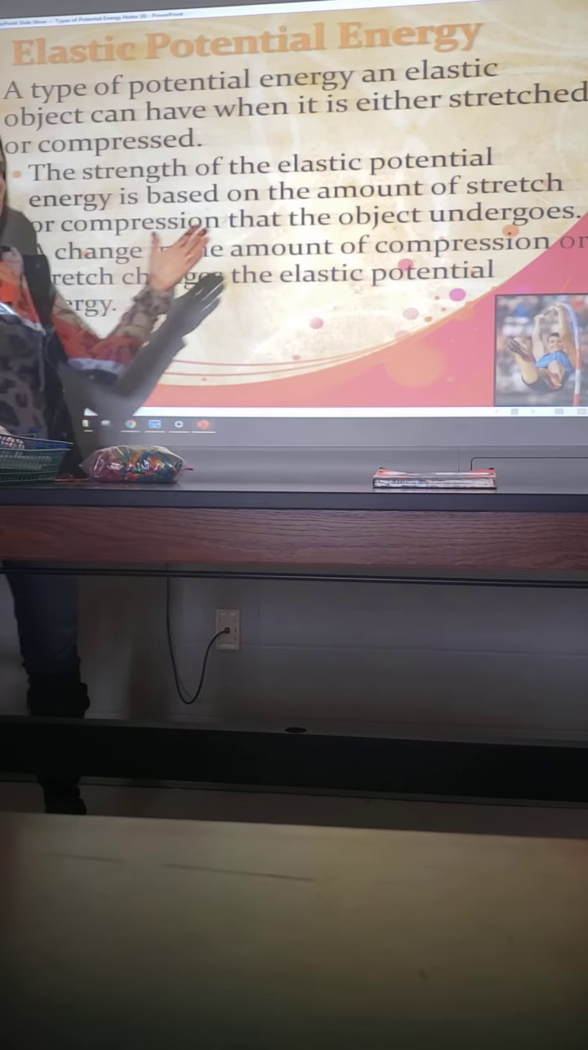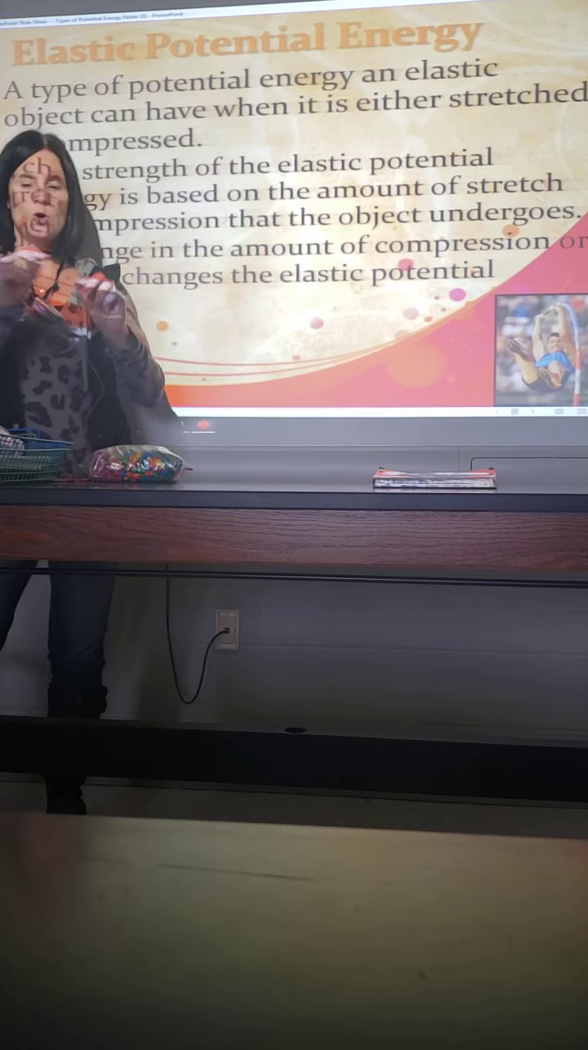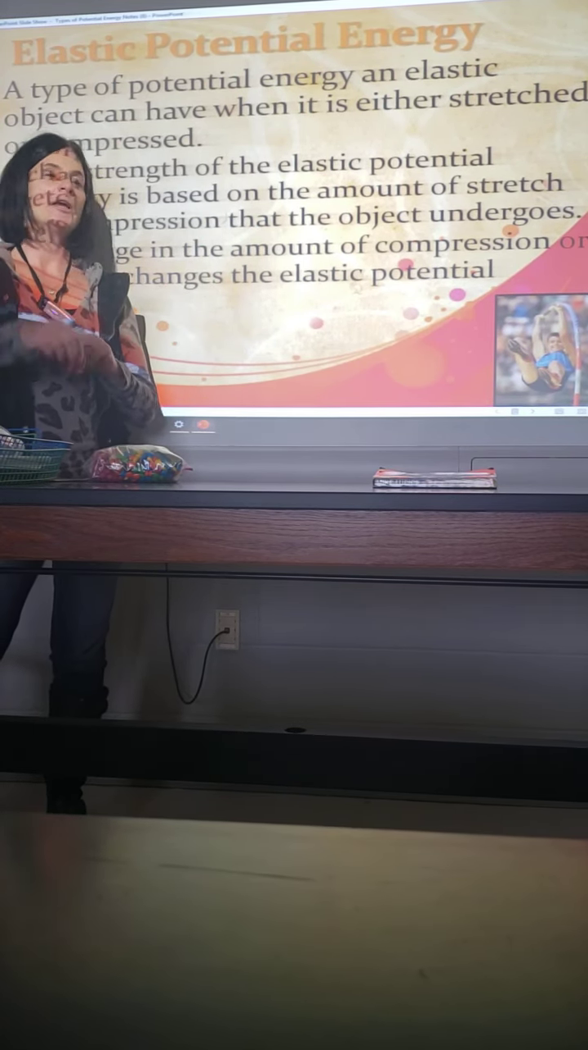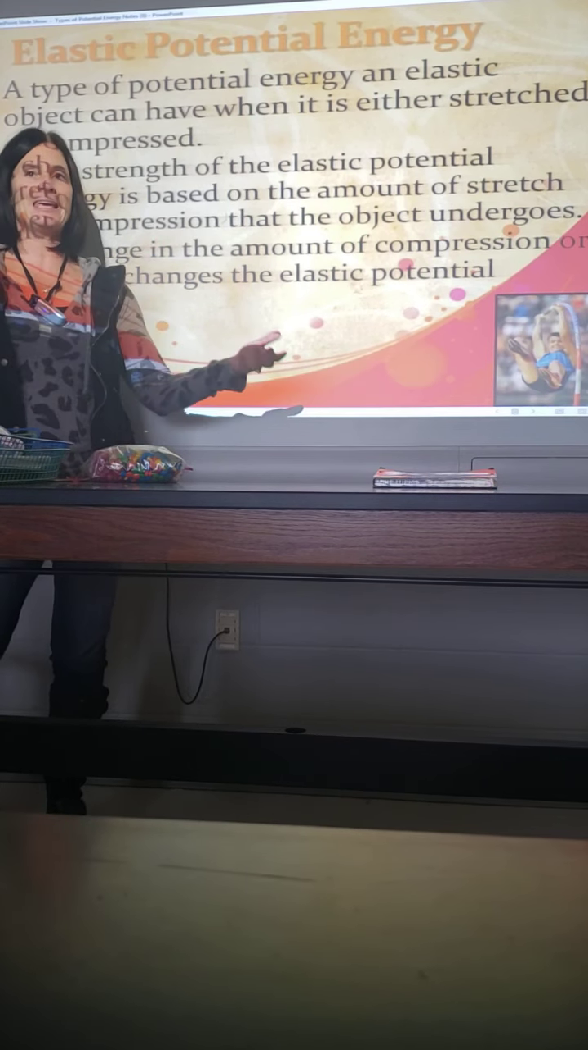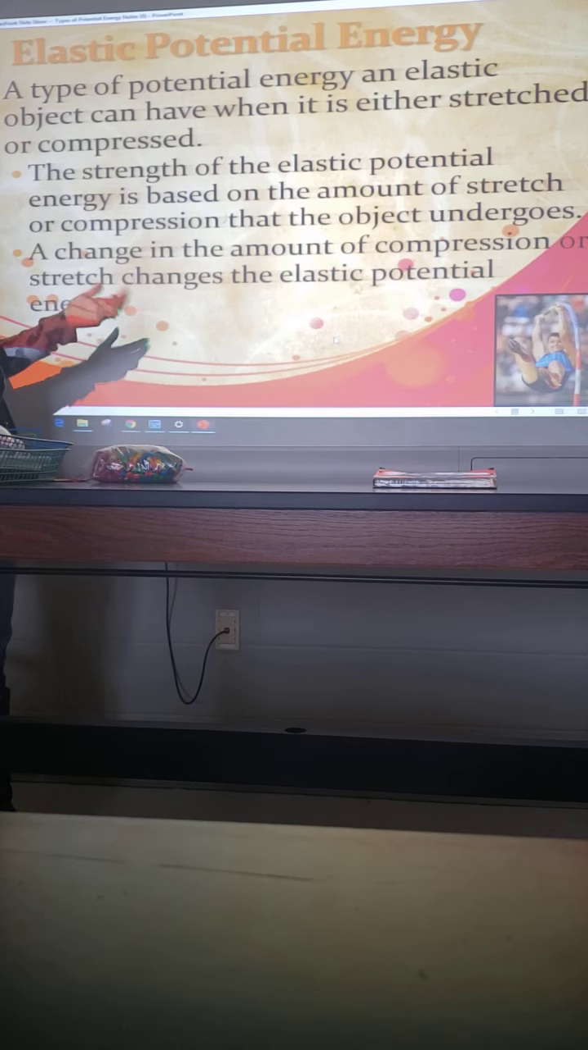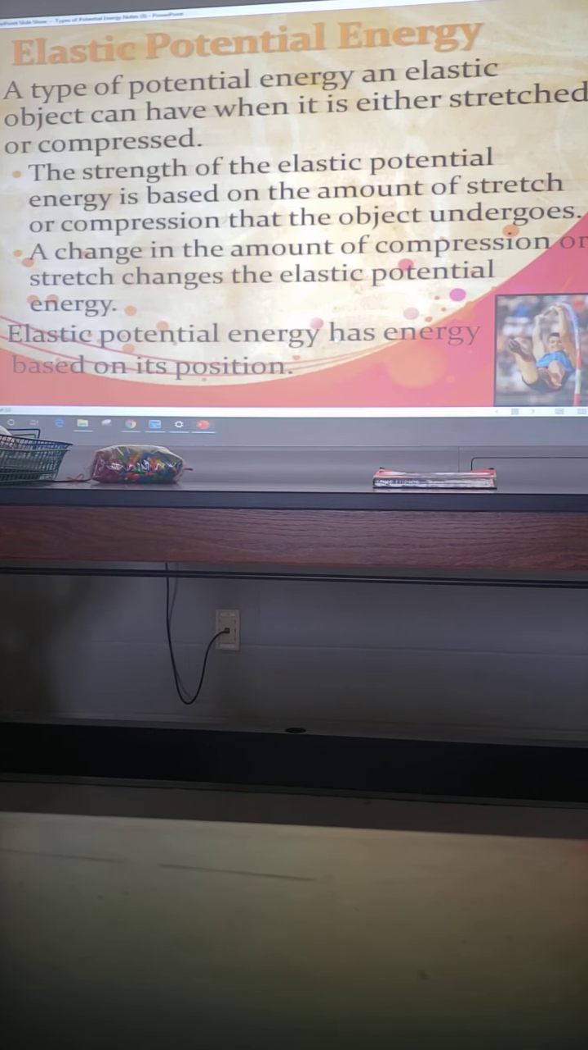So it can happen whether you compress it and it wants to go back to normal, or like my rubber band, if I stretch it and it wants to go back to normal. It's all about causing a change, making it different from its normal positioning. And so everything just wants to go back to the way it was. And so elastic potential energy is a type of energy that is dealing with positioning, just like our GPE was. I've changed my rubber band's position. Now it has elastic potential energy to want to return to the original.